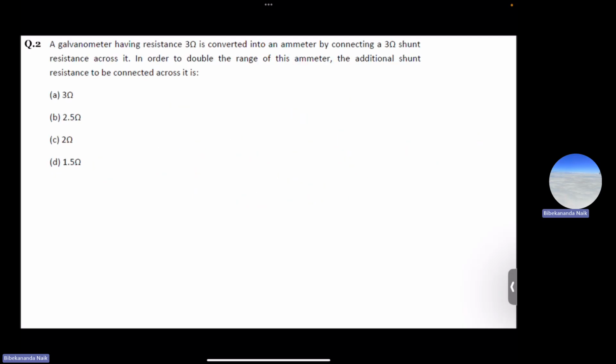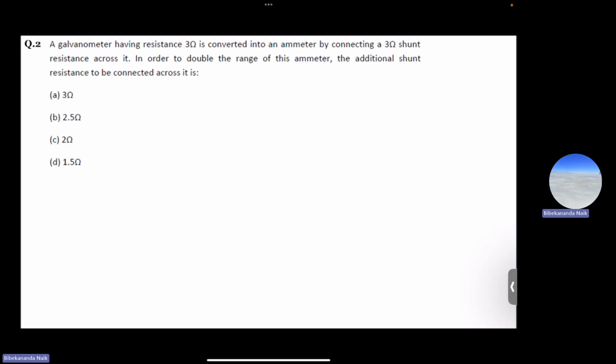So now let's move to question number 2. Question number 2 says a galvanometer having resistance 3 ohm is converted into an ammeter by connecting a 3 ohm shunt resistance across it. In order to double the range of the ammeter, the additional shunt resistance to be connected across it is, options are option A 3 ohm, option B 2.5 ohm, option C 2 ohm, and option D 1.5 ohm.